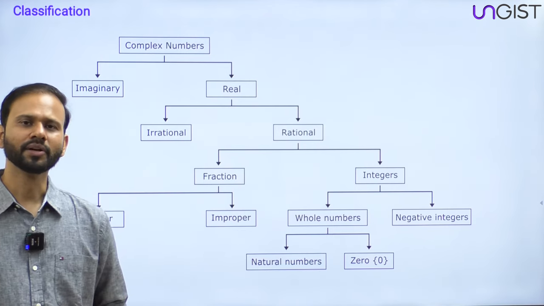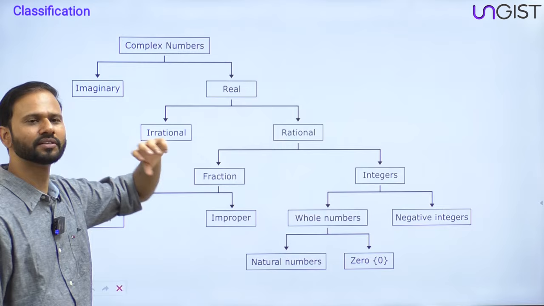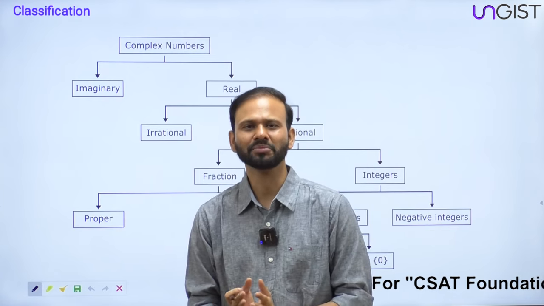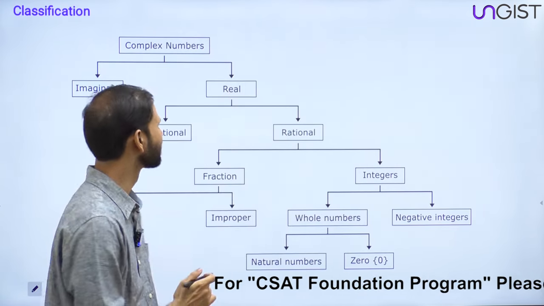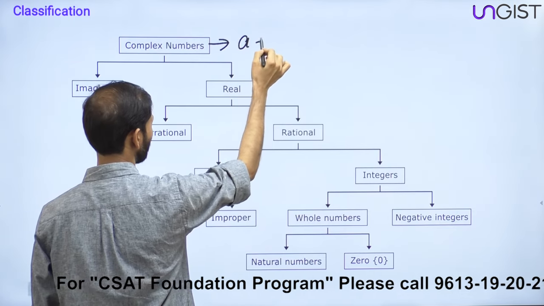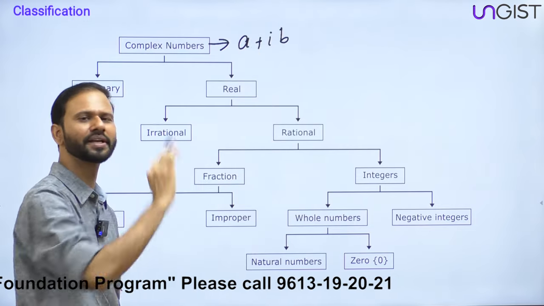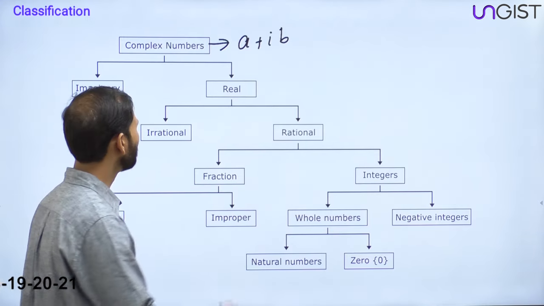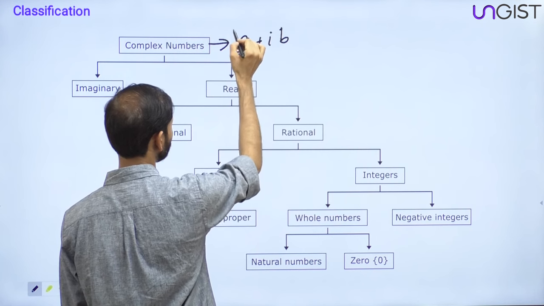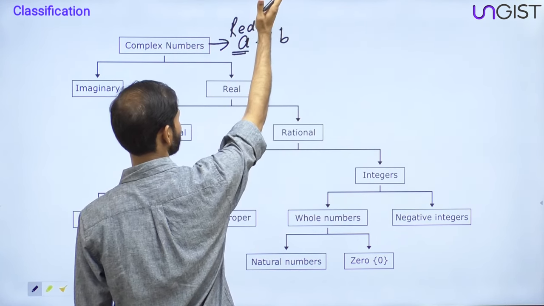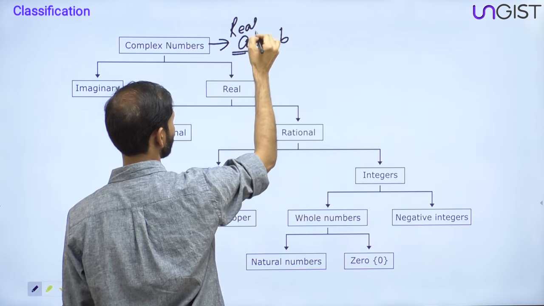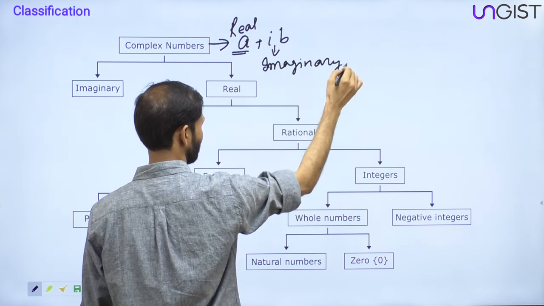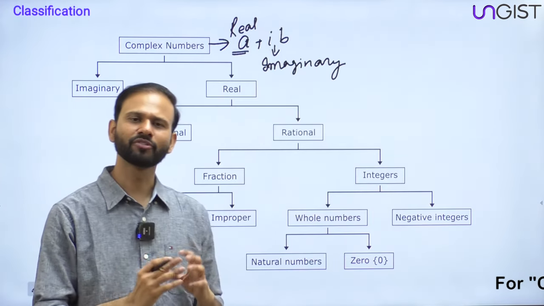Okay, everyone, classification of numbers. Now friends, if we talk about numbers, in this hierarchy the top is complex numbers, right? What are complex numbers? You must have seen this: A plus iB. Some of you might have heard about it and some of you might not. A plus iB means this is the real part of the complex number, and this is the imaginary part of the complex number, right? So guys, A plus iB is the form of a complex number.